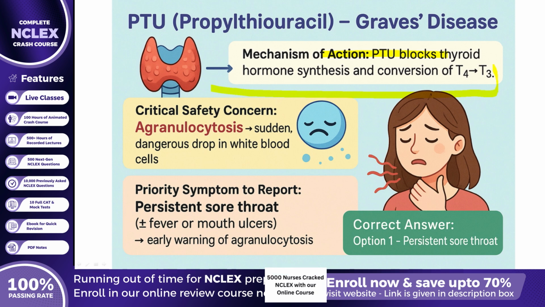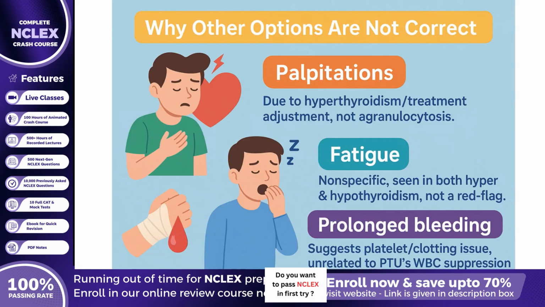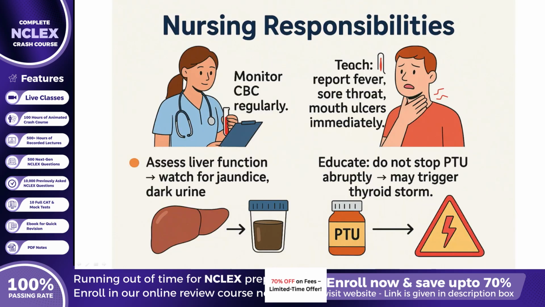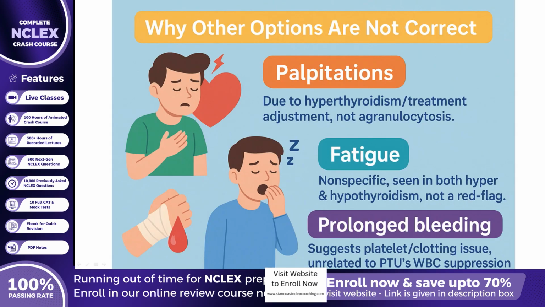If this develops, the medication must be stopped immediately, and a complete blood count should be performed to verify white blood cell levels. Looking closely at the options, persistent sore throat is correct because it is the classic early red flag of agranulocytosis, and recognizing it early prevents progression to sepsis. Occasional heart palpitations, on the other hand, are more often related to the client's underlying hyperthyroidism and tend to improve as therapy stabilizes thyroid hormone levels, so they do not indicate agranulocytosis.